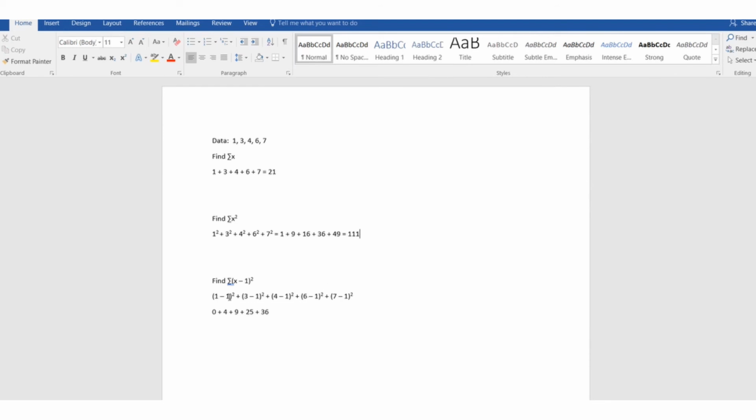So here we get 0 squared, which is 0. Here we get 2 squared, which is 4. 4 minus 1 will be 3 squared, which will be 9. 6 minus 1, 5 squared, which is 25. And then finally, 7 minus 1, 6 squared, which is 36. And let's see, this is going to give us 65, 74, if I added correctly there. And there we have it.